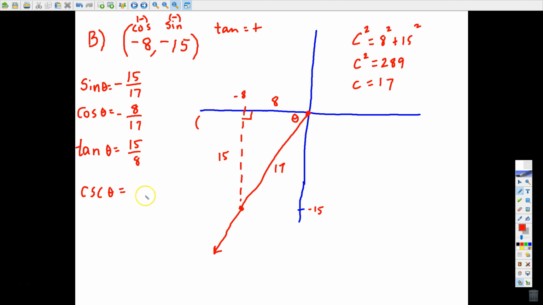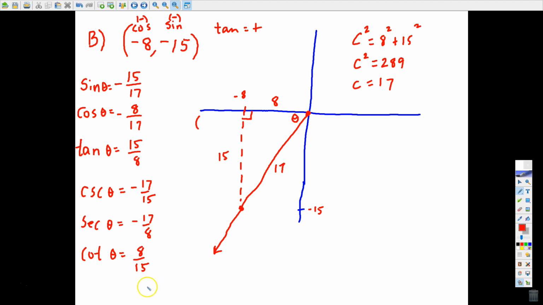And so we just take sine and flip it over. The reciprocal of cosine is secant. So we take cosine and flip it over. And the reciprocal of tangent is cotangent. Let me write tangent again. And so we take tangent and flip it over.